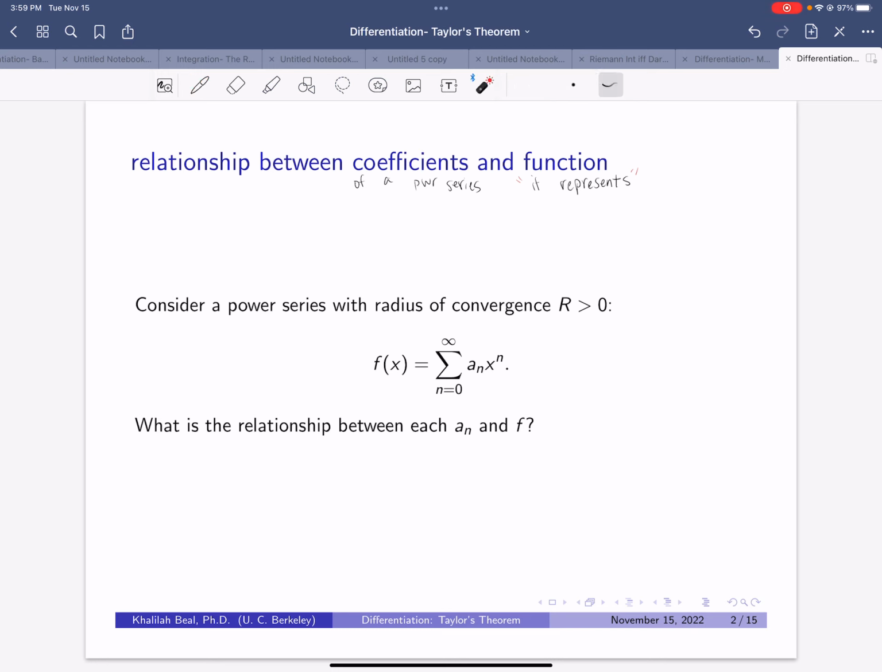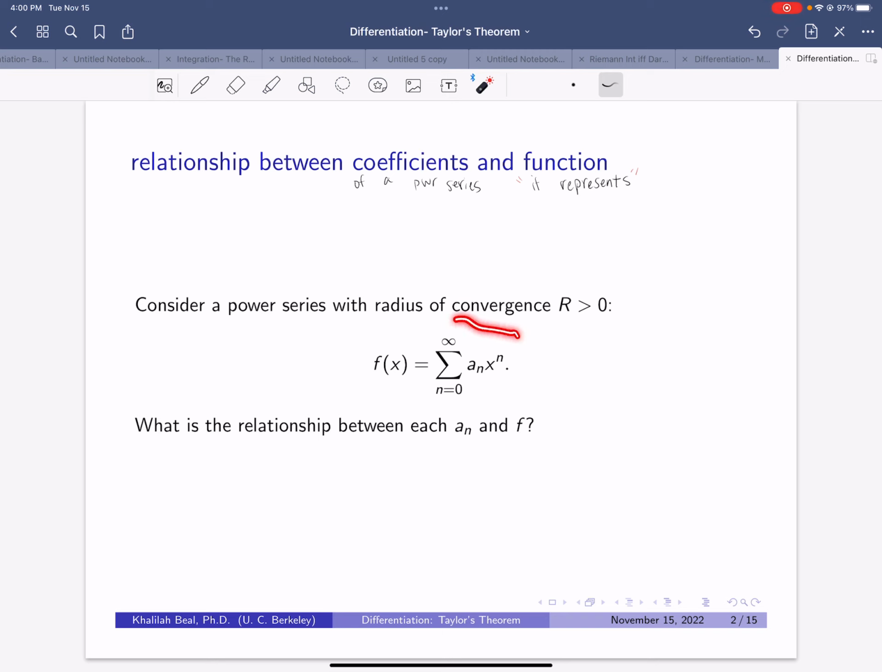But for now, you can just take it to mean, suppose this power series converges on some open interval, and say we just write the function that it converges to as f of x. f of x is the limit, the pointwise limit, of that power series.